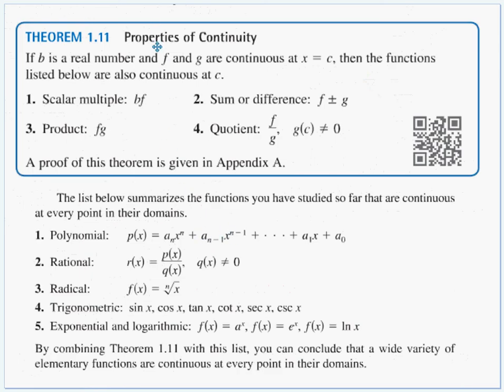Now, properties of continuity, very similar to the properties of limits. We have b as a real number, and f and g are continuous functions at that point. Then the functions listed below will also be continuous. So here, scalar multiple. If f is a continuous function and I just multiply it by a number like 2 or 3, the resulting function will still be continuous. Like if I have x squared, a continuous function, and I just multiply it by a 3, it's still going to be continuous.